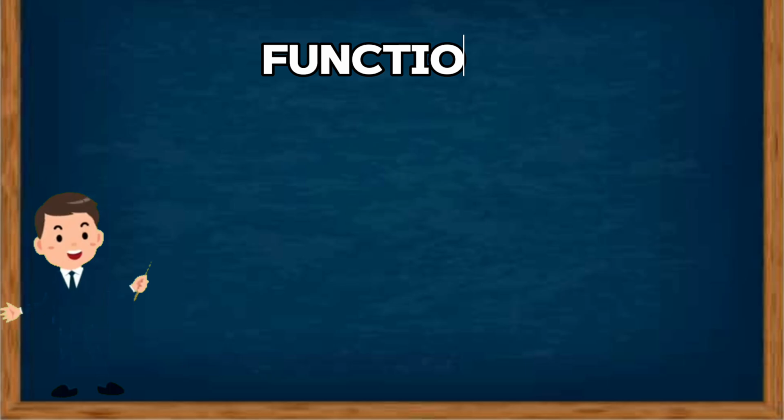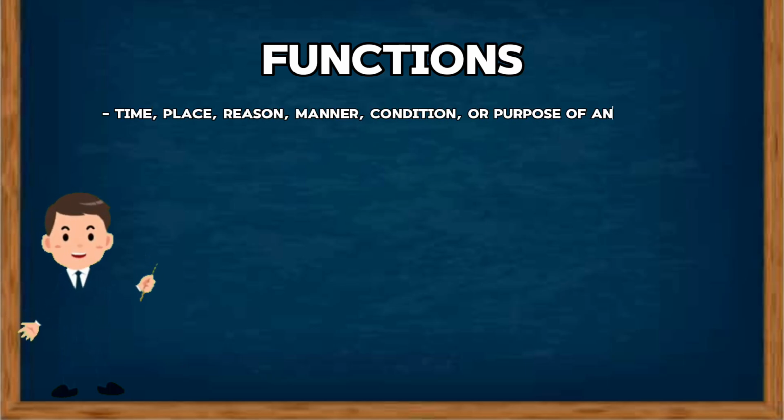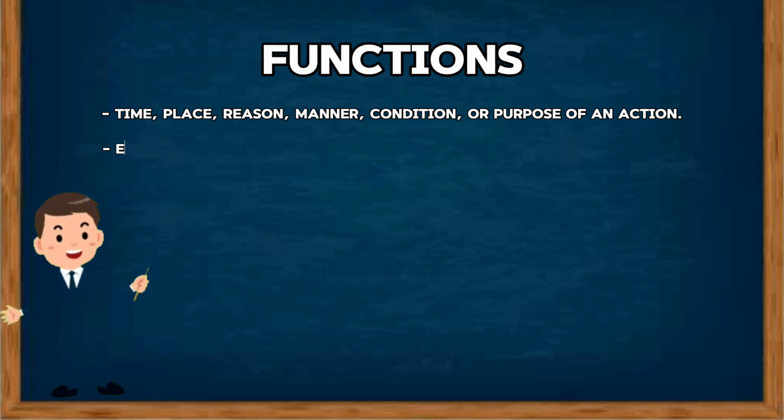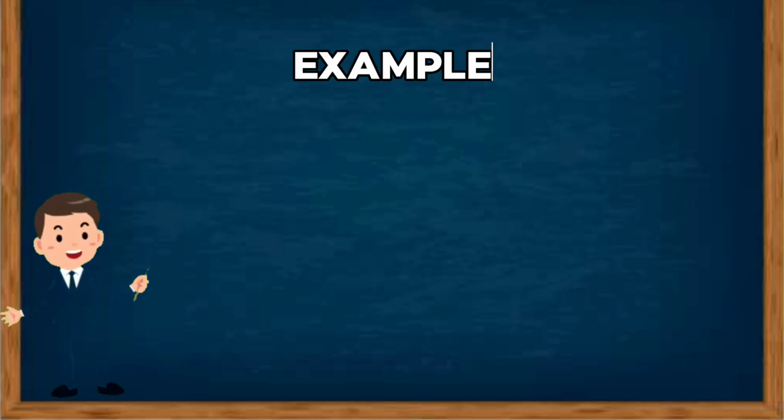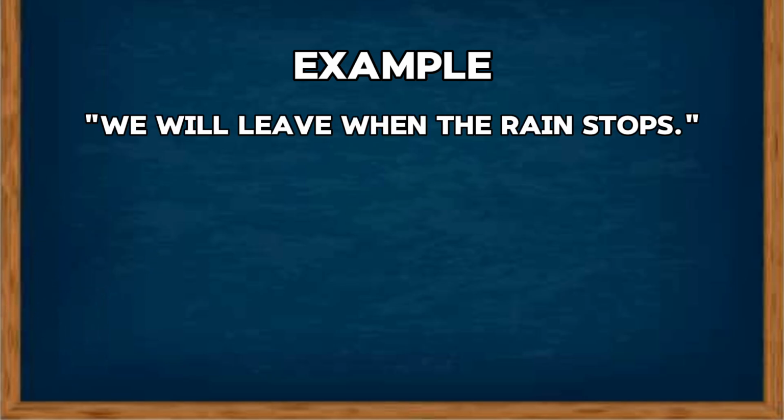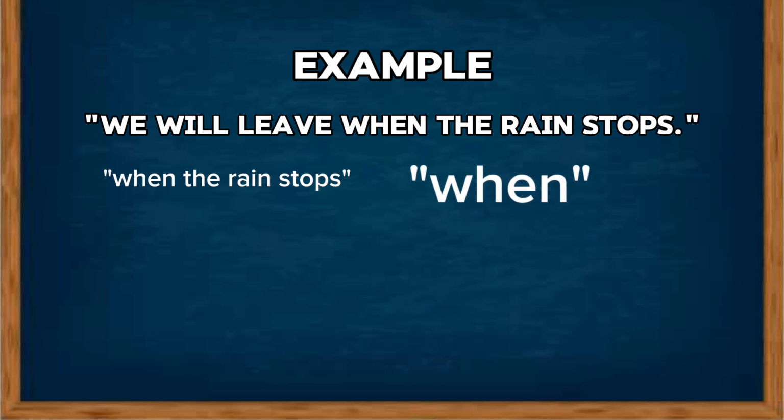For the function, it provides information about the time, place, reason, manner, condition, or purpose of an action, and explains how something happens or under what conditions. This one is an example of an adverbial clause: we will leave when the rain stops. In this sentence, the clause when the rain stops is an adverbial clause that explains when the action leave will happen. The clause provides additional information about the timing of the departure.